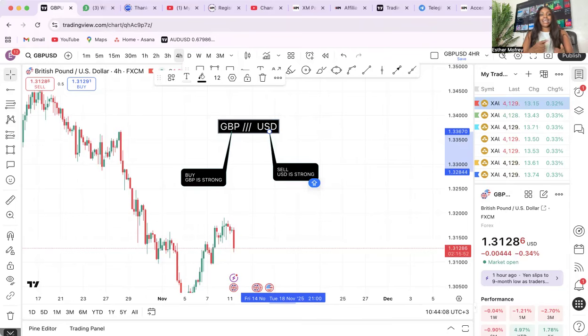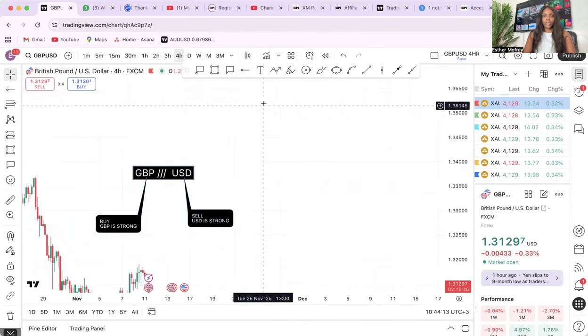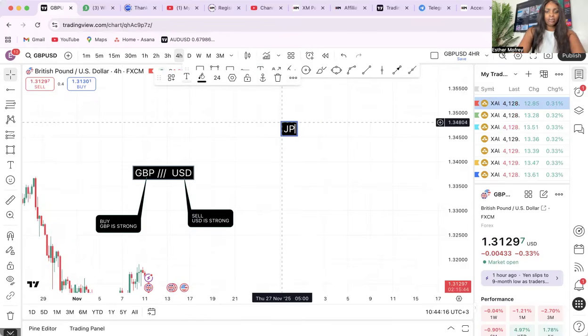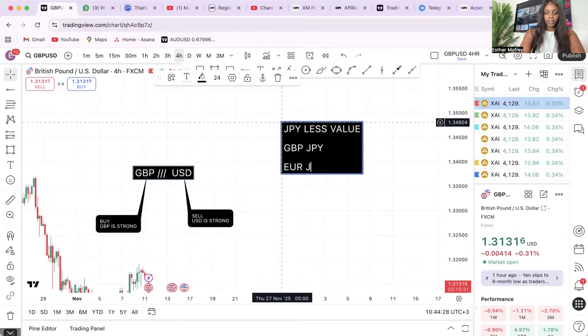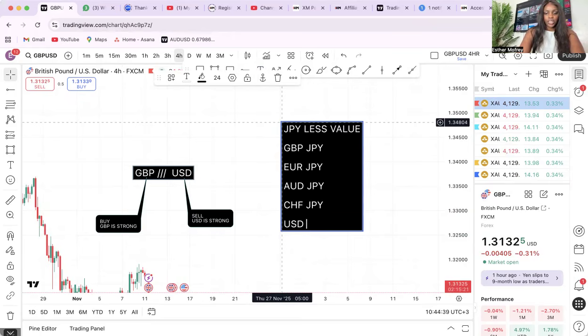Now, remember, a currency can have less value. Let's say something like JPY. We all know that JPY, when it comes to value, has less value. That's why you can combine everything with JPY. You can say GBP JPY, you can say EUR JPY, you can say AUD JPY. Have you ever thought why we do it like that? CHF JPY. You can even say USD JPY. Why do we group JPY as the last currency?